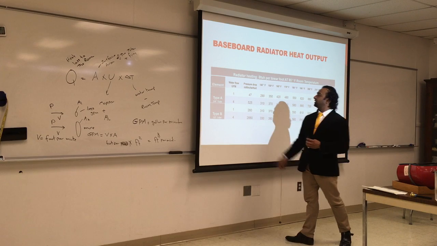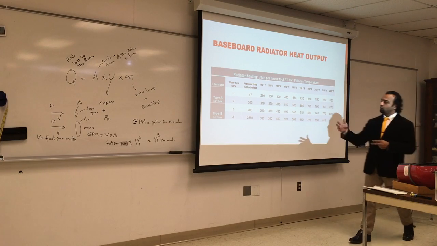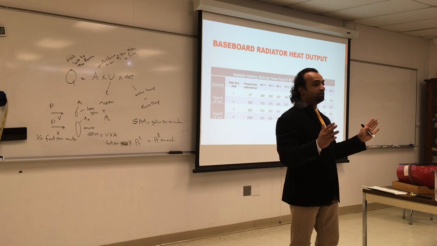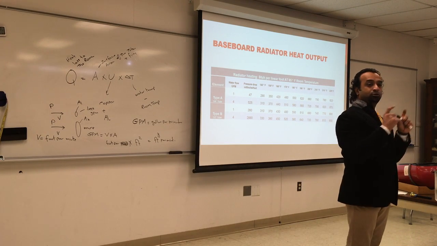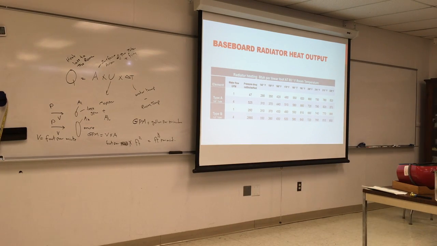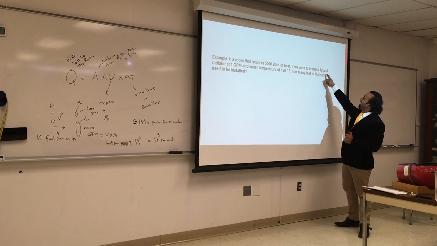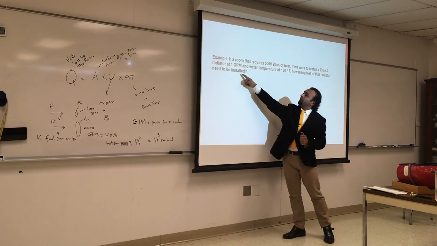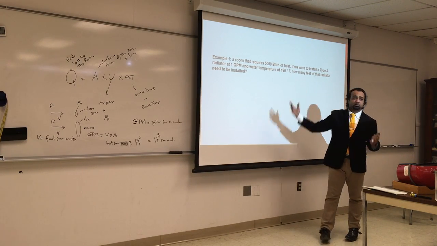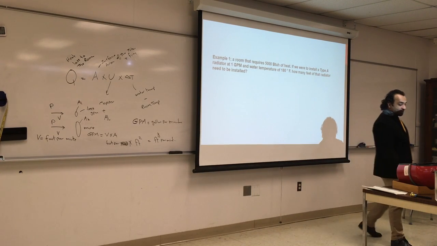So type A and type B, we got that. Let's do a quick example. Let's say now I want to pick a radiator for my room. I found this room, and I know the BTU. You have the Excel sheet, you have your BTU for that room. How am I going to size this radiator? So let's look at this one. Room requires 5,000 BTU of heat. If we were to install type A radiator at 1 GPM and water temperature 180, how many feet of that radiator needs to be installed? Find out how many BTUs.